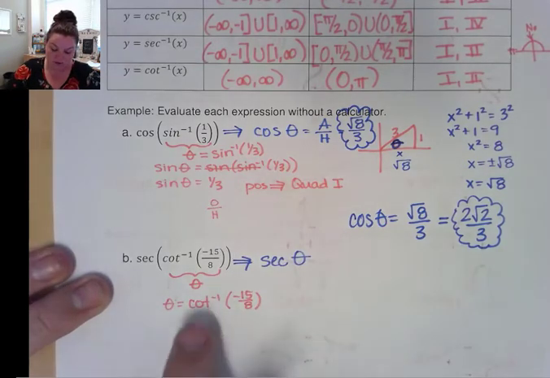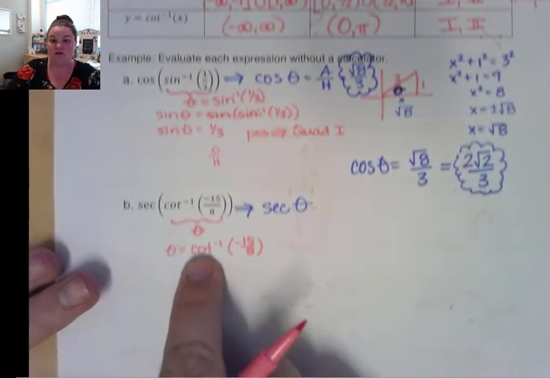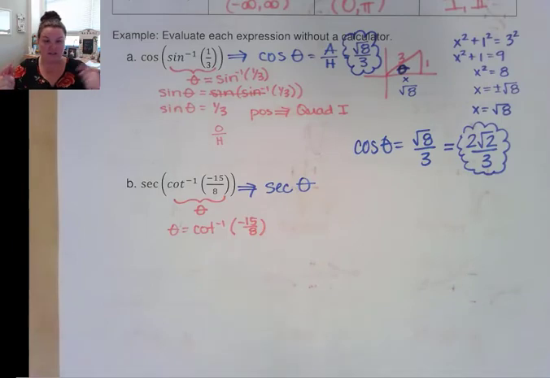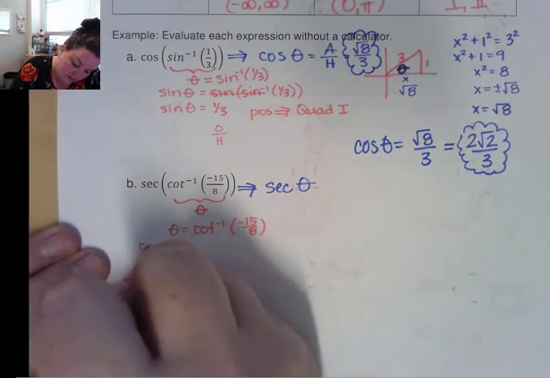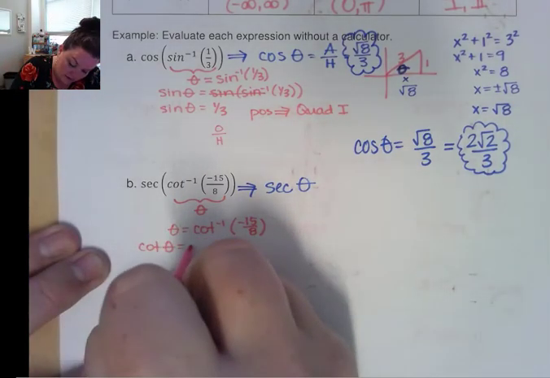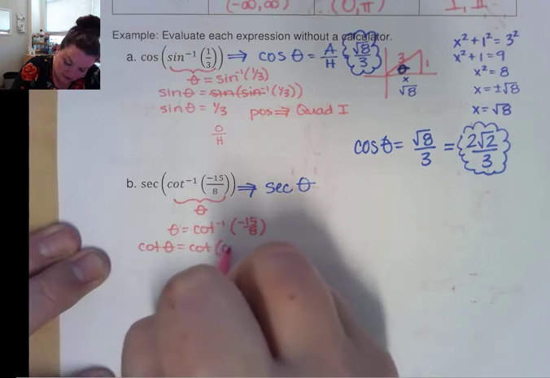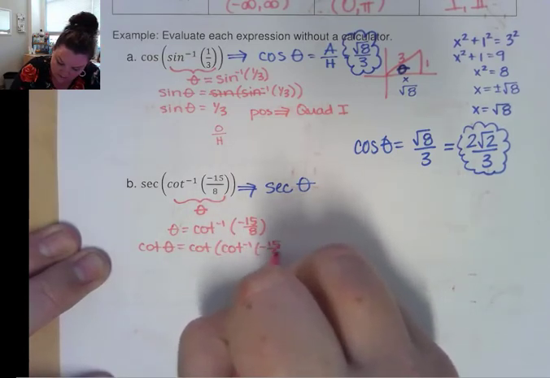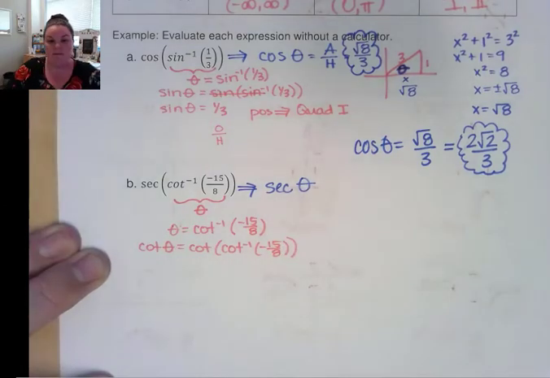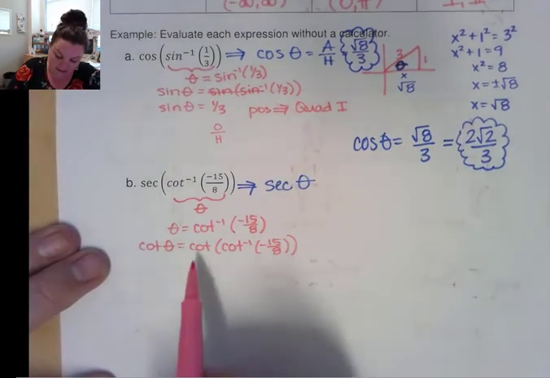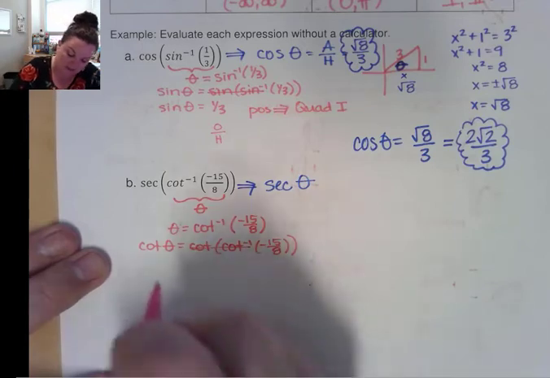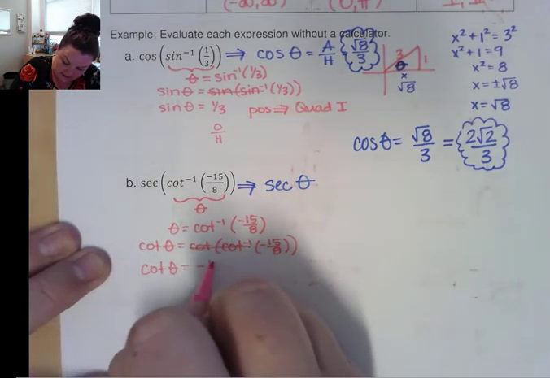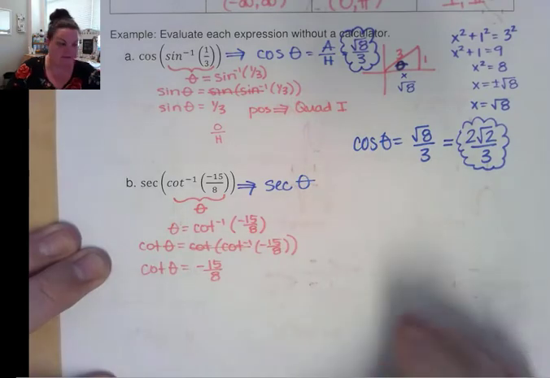So to get rid of a cotangent inverse, what we need to do is take cotangent of both sides. So that gives me cotangent theta is equal to cotangent evaluated at cotangent inverse of negative 15/8. And that way my cotangent and cotangent inverse cancel. So that gives me cotangent theta is negative 15/8.